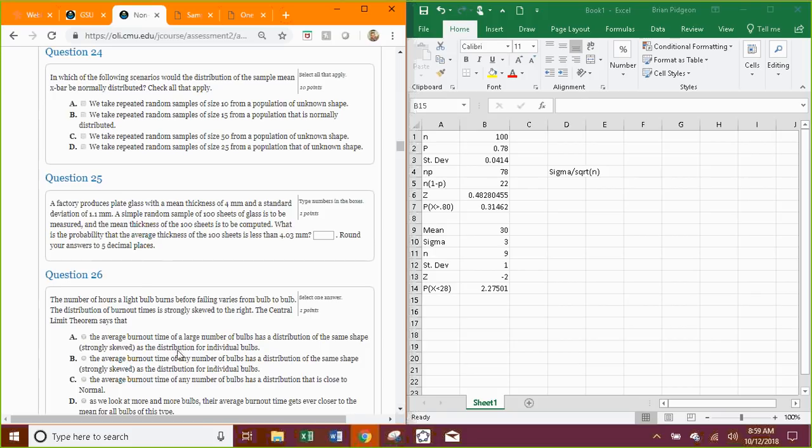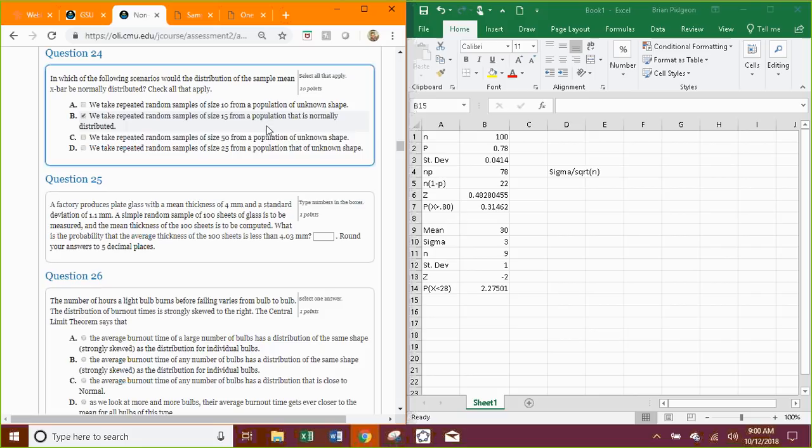In which of the following scenarios would the distribution of the sample mean x bar be normally distributed? We take repeated samples of size 10 from a population of unknown shape. No, not big enough. We take repeated random samples of 15 from a population that is normally distributed. Yes. Remember, if the population is normal, the sampling distribution is normal.